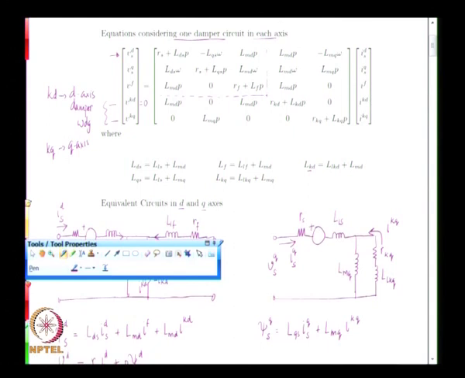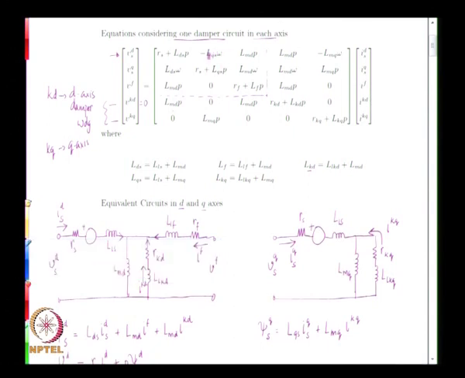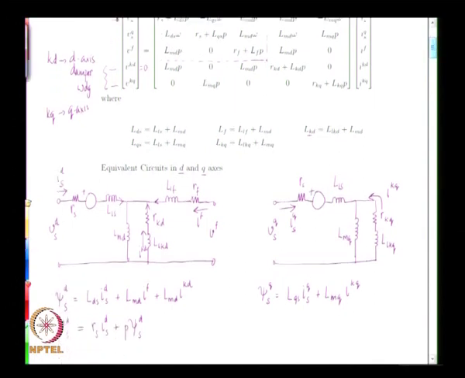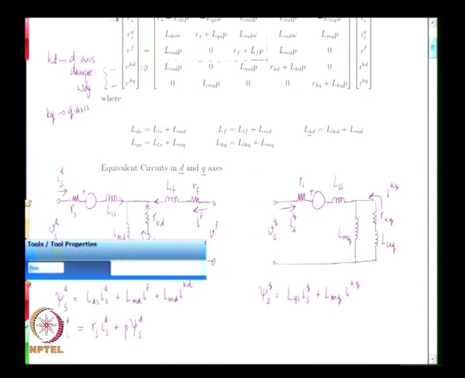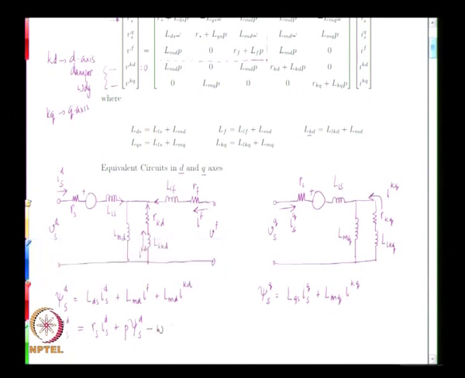Now, the speed EMF terms: LQS omega into IQS and LMQ omega into IKQ. Now, you can see here, you have LQS into IQS, that is this term, LMQ into IKQ, that you have here. Only thing is, in the first equation there is a multiplying factor omega as well in both the terms. Therefore, this first equation can be completed as this minus omega into psi qs.